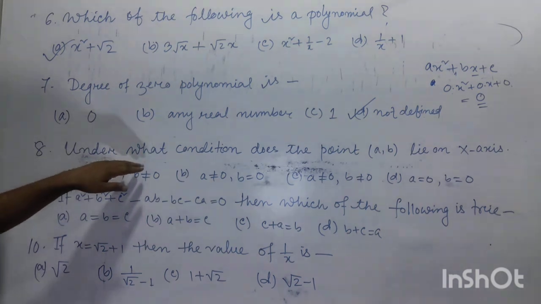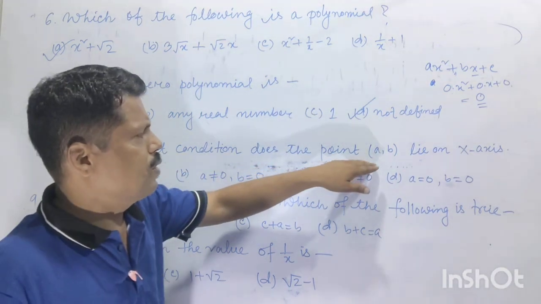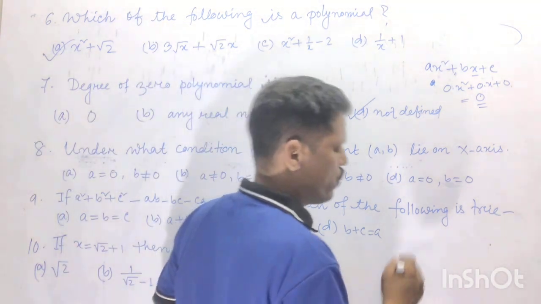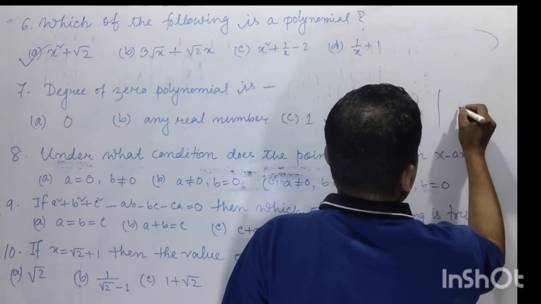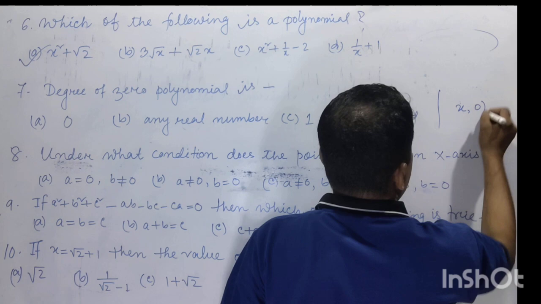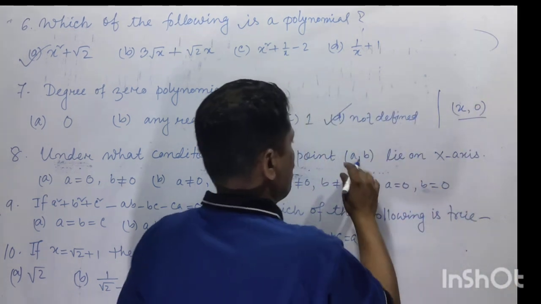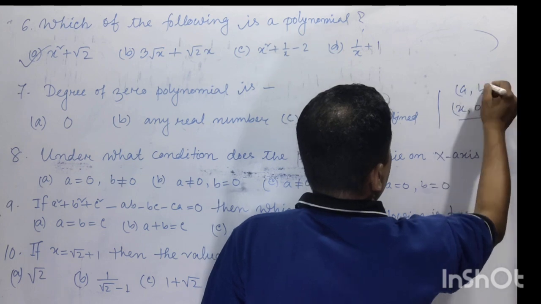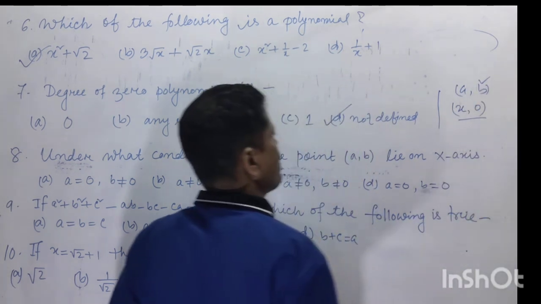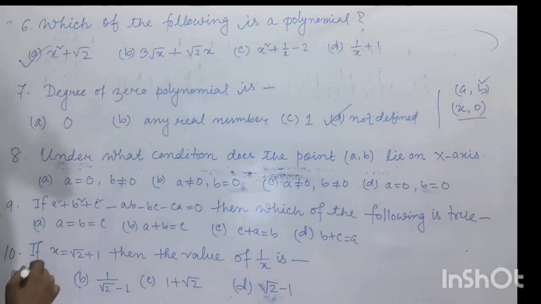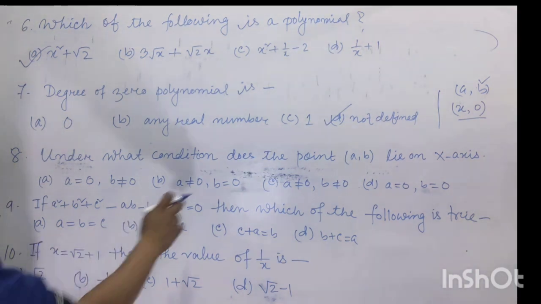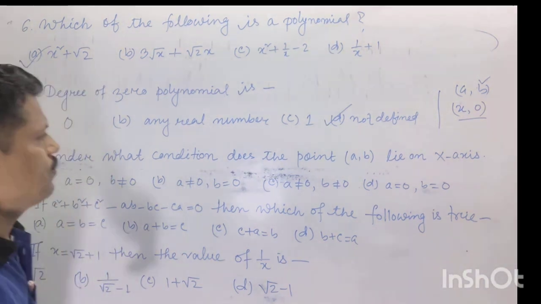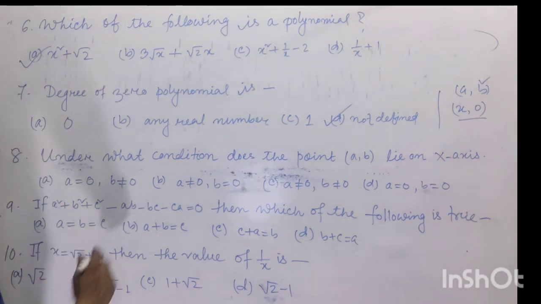Under what condition does the point (a, b) lie on the x-axis? So for a point on the x-axis, we know the x value is there, but the y value is 0. Here the point is given as (a, b). That means b is equal to 0, but a is not equal to 0. So option B is correct.